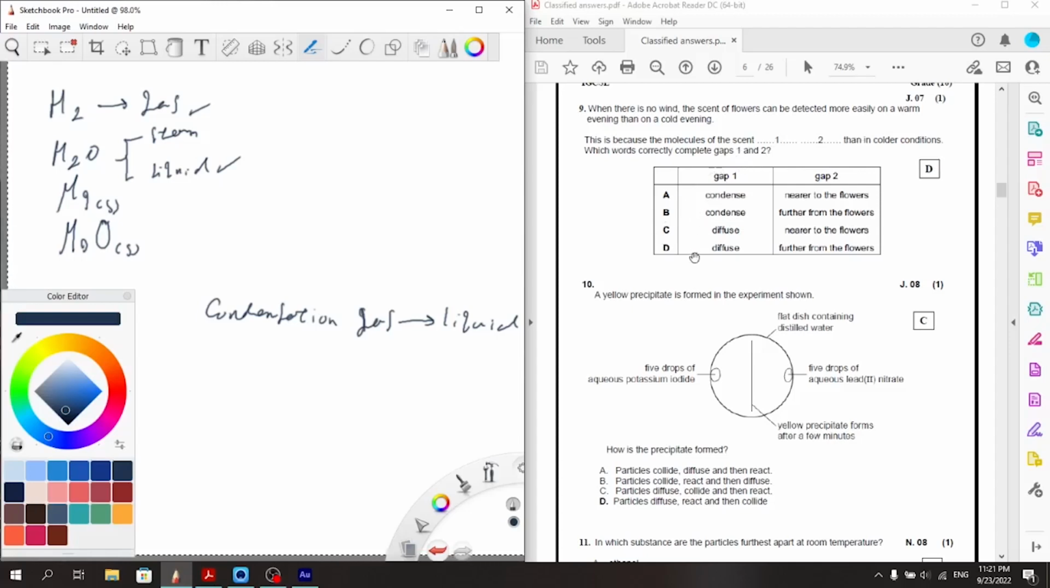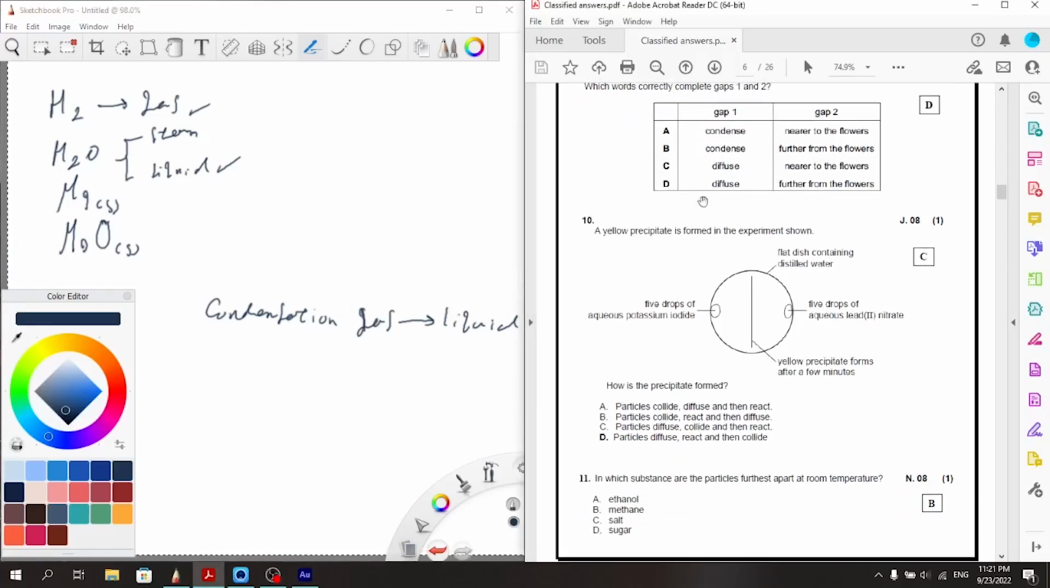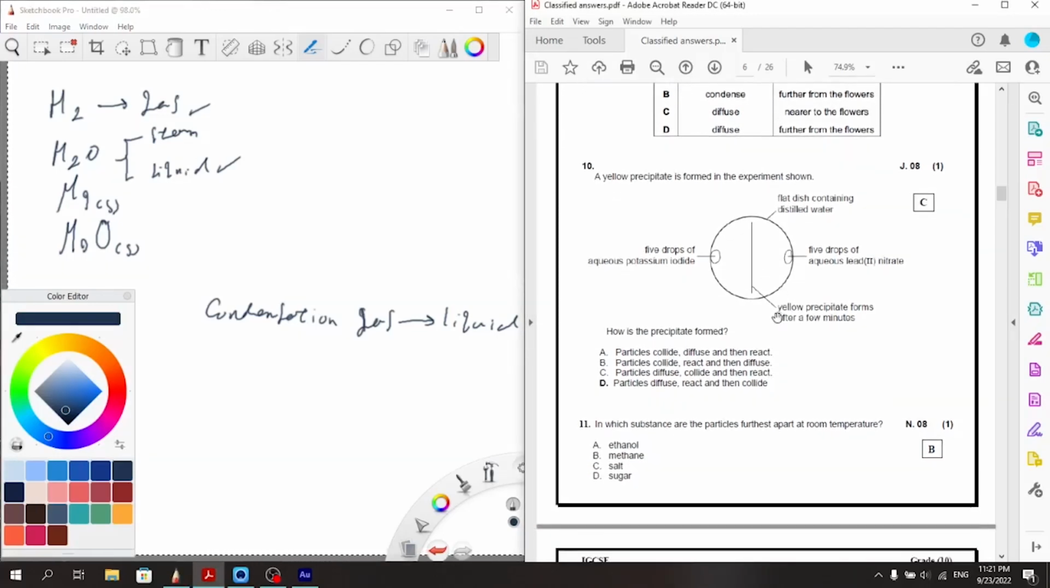So the scent of flowers is diffusing, right? If it's diffusing, the source of that scent is the flower itself. If it's diffusing into the air, it's definitely getting further and further away from the flower. So is it diffusing nearer to the flowers? No, it's diffusing further from the flowers, and that's why you can detect the scent from further areas. So the answer is D.